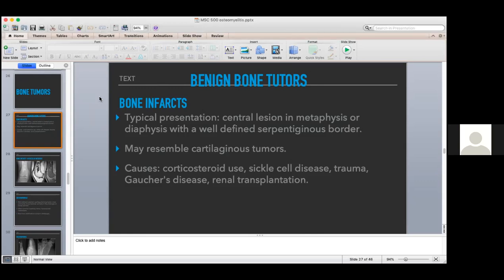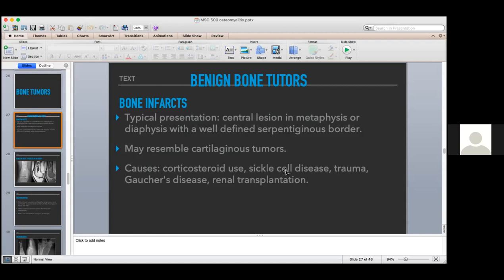So I was saying that when you tell me Gaucher's disease as a cause of bone infarcts, my next automatic question is, what is Gaucher's disease? So you better know what Gaucher's disease is by the time you give me that answer. Then the other cause is in renal transplant patients.